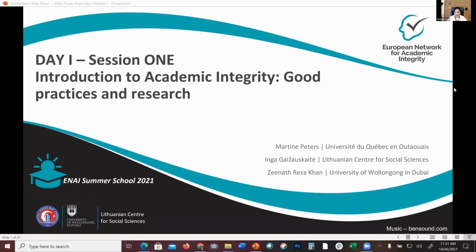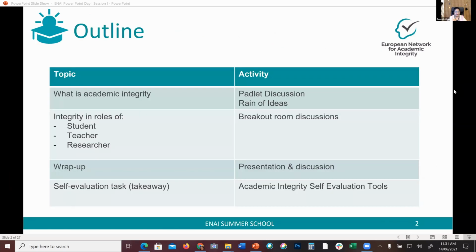We are excited to be hosting the very first session, and we do hope we grab your attention and keep your interest for the rest of the remaining 5 days. This is a little bit of an outlook on what we plan to do today. So we want to look at the topic of academic integrity followed with some discussions and activities. Then we will do some breakout room discussions on roles of students, teachers, and researchers, and how integrity plays into those roles. And then we will go back into a wrap up with presentations and discussions.